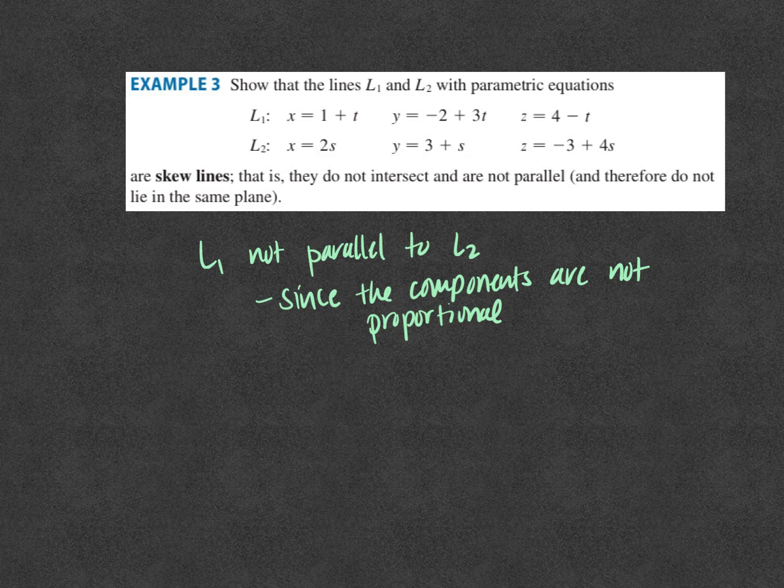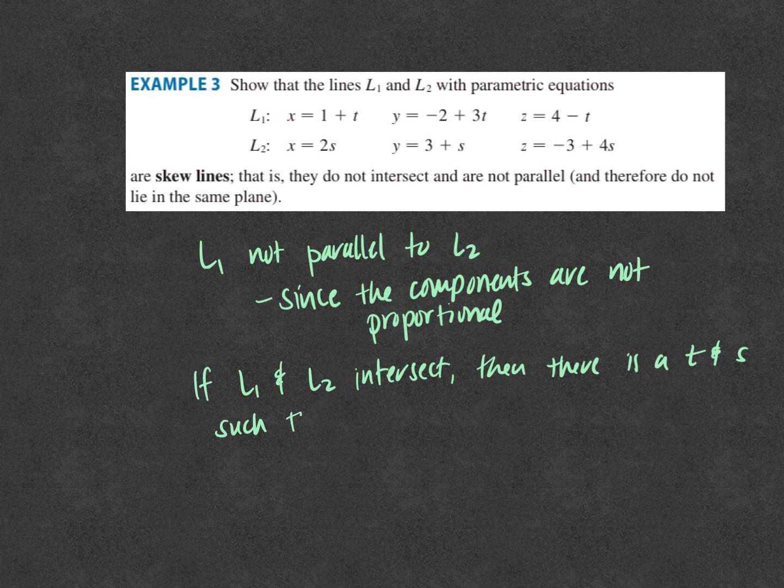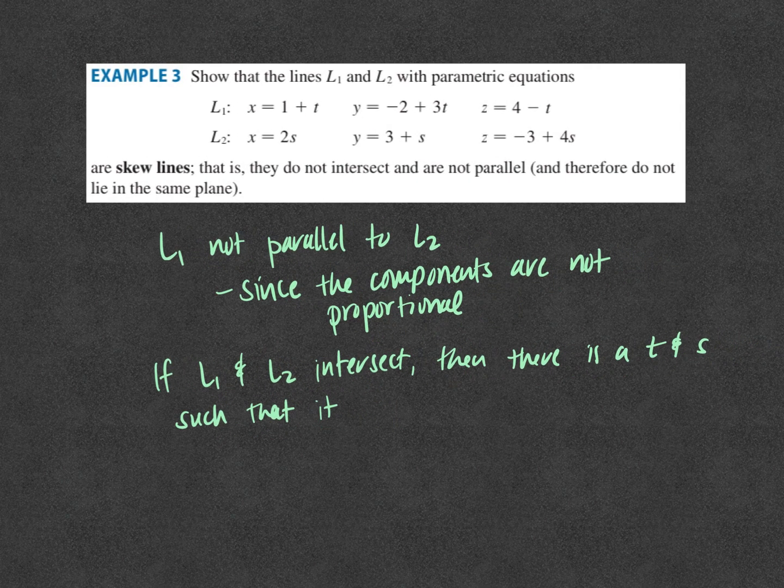All right, so now let's talk about if they intersect. If line 1 and line 2 intersect, then there is a t and an s such that they make all the equations true. The word equations there looks a little funny. It's okay, let's run with it.